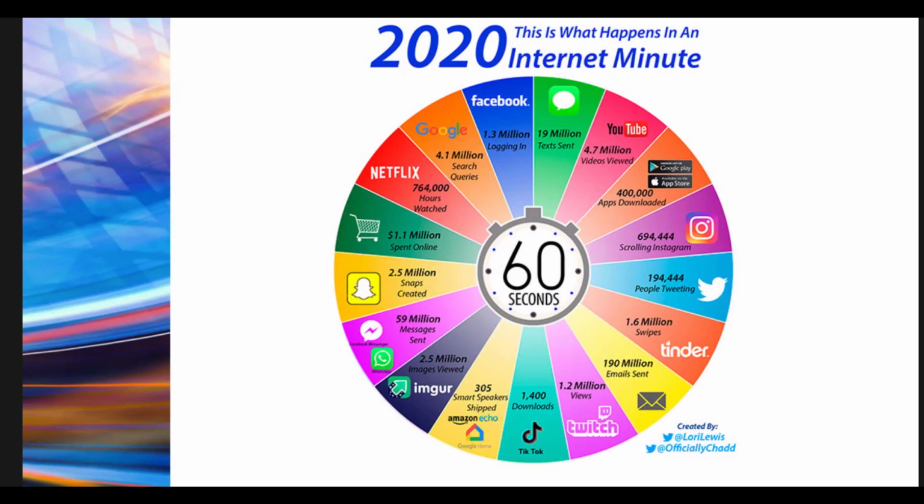This is a chart that talks about everything that goes on the internet in 1 minute. Okay, one simple minute. 4.1 million Google searches, 59 million messages sent, and these are text messages just within the social media world. Facebook text messaging, instant messaging within Facebook or Instagram or other programs. 59 million messages just inside these programs.